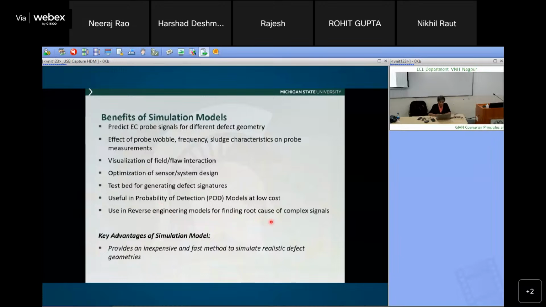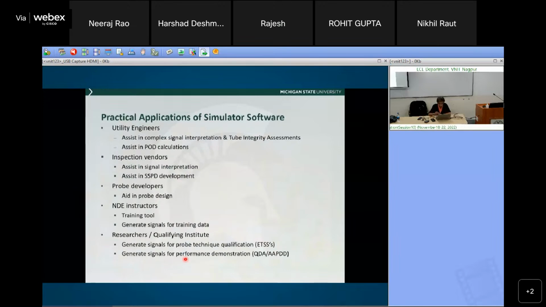And in reverse engineering, if you have a complex signal that looks very strange, not something that you've encountered before, you can use the model in reverse to find what the problem is. So the key advantage is that it provides an inexpensive, very fast method to simulate realistic geometries. So how does EPRI use the model that we are developing? The utility engineers use it in complex signal interpretation, and tube integrity assessments, and to assist in POD calculation.